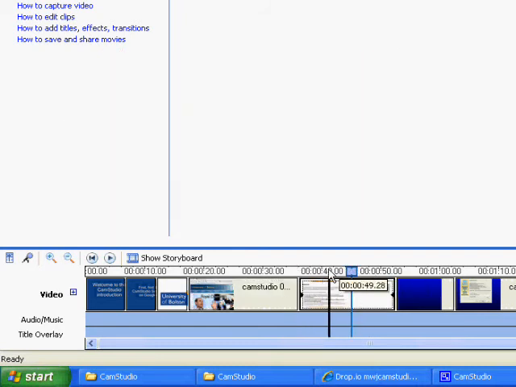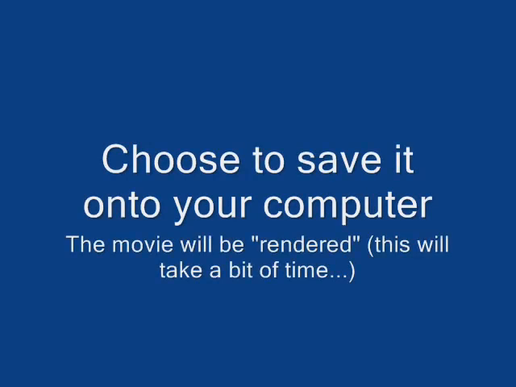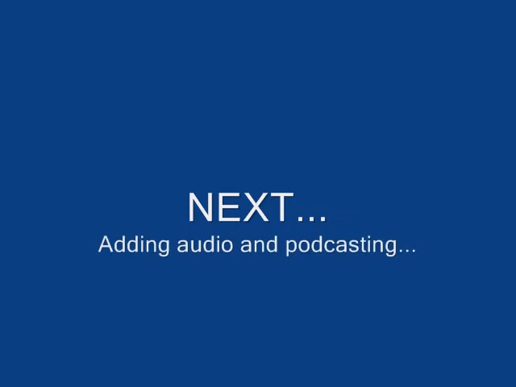Now in the timeline you can edit and cut and rearrange and resize the snippets and clips to your heart's content really. And once you're satisfied you can save the final cut of your movie by selecting Save Movie File from the File menu. Save it onto your computer and the movie will be rendered, and once you're done you can post it somewhere for people to watch. So that's it. Now what I haven't shown you how to do is what I've done here, which is to add an audio commentary, and I'll do that next time.